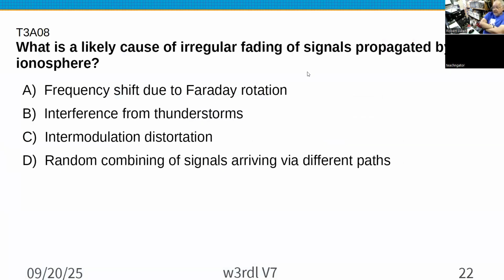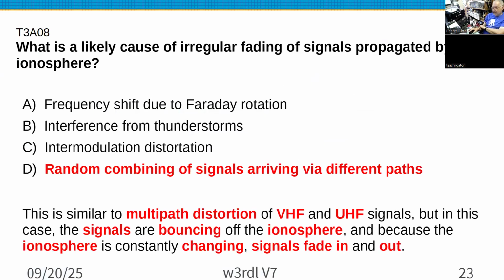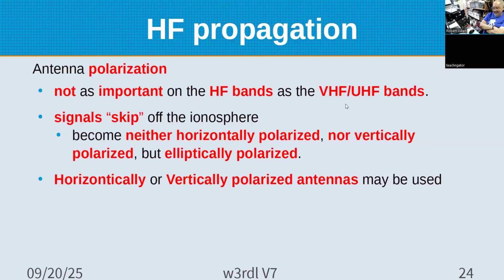What is the likely cause of irregular fading of signals propagated by the ionosphere? I'd say delta. Okay. Yeah, we didn't talk about Faraday rotation yet. That's why I laughed at that one. What's the real thing? I know, but we haven't talked about it. That's why I laughed. Antenna polarization. Okay. And we talked about some of this before.